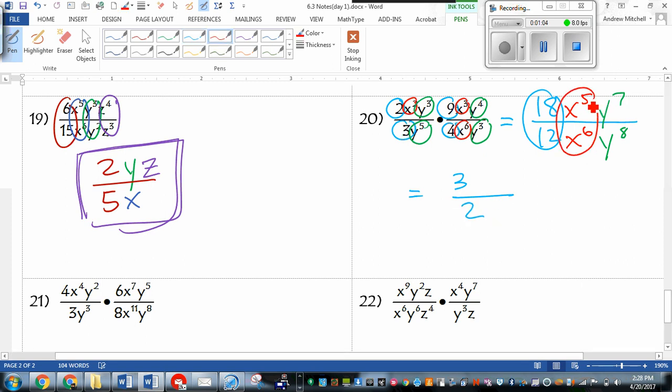For the x's, the bigger x is on bottom, so that's where x is going to end up. And we subtract. 6 minus 5, we just get x to the 1st. So you can put a 1 there, but you don't really have to. So I'm not going to.